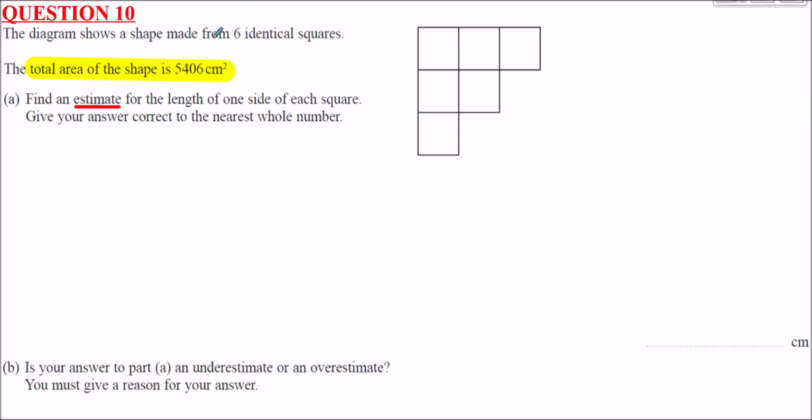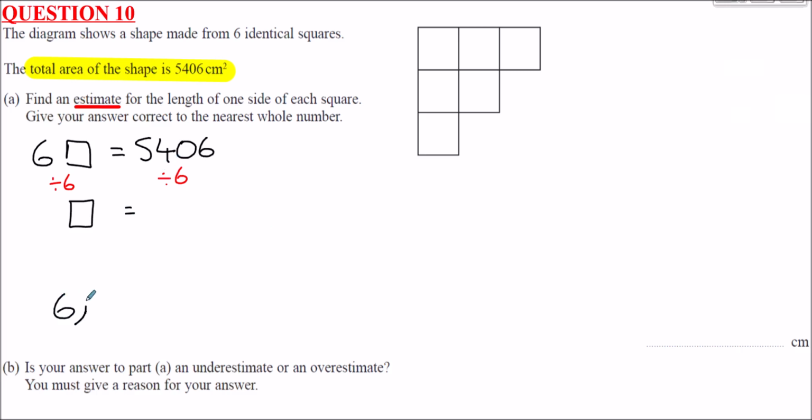So the whole shape is 6 squares, and so 6 squares must have an area of 5,406. So if the area is just one square, to go from 6 squares down to just 1, we could divide the total area by 6 to find the area of one square. So best way to divide, in my humble opinion, is using the bus stop method. So how many 6's fit into 5,406? Just taking it number by number.